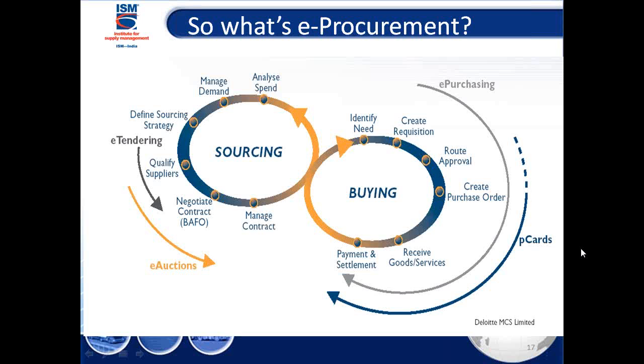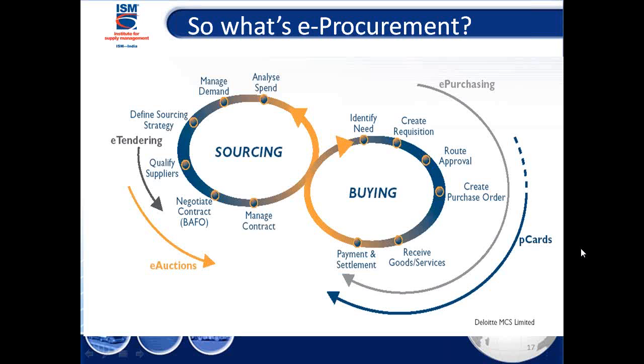But if you see the other side, on the left side, the sourcing part, sourcing to me is a strategic function. Sourcing is the one which brings you strategic thinking and helps you improve the profile of procurement upward. So in sourcing, you think: what did I spend last time? How was my demand? Which category am I spending more on? Define the strategies, qualify the suppliers well in advance, negotiate the contract, where BAFO stands for best and final offer, and manage the contract.